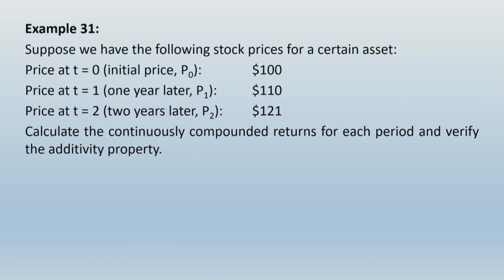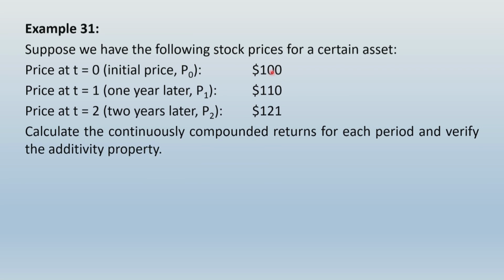That is example number 31. Suppose we have the following stock prices for a certain asset. Price at t equal to 0, which we are calling the initial price P0, is $100. Price at t equal to 1, that is 1 year later from now, P1, is $110. And price at t equal to 2, that is 2 years later, P2, is $121. Calculate the continuously compounded returns for each period and verify the additivity property. Now how do we do this? Very simple.